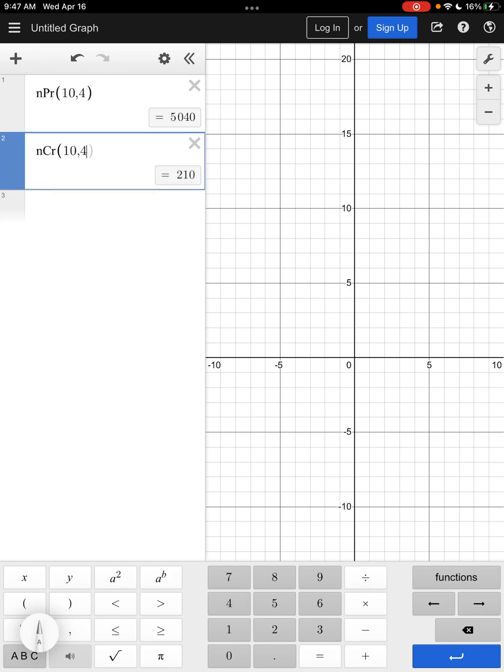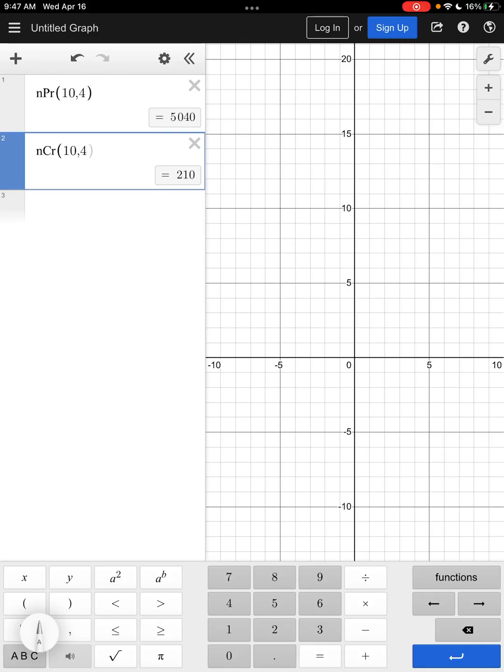So look at the difference in the amounts of ways. If you have 10 people and you're just going to pick 4 to be in a group, there's 210 ways to do that. But if you have 10 people and you're going to pick 4 and the order of those 4 matters, then that's 5,040 ways to do that.